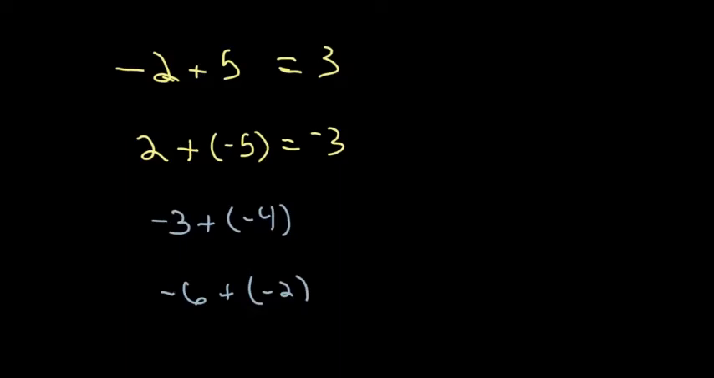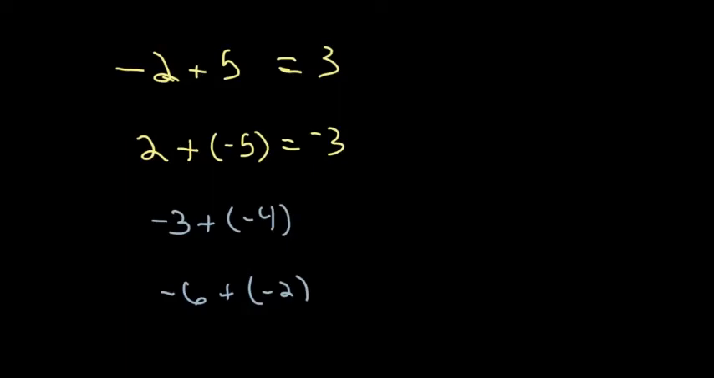So if you notice, if you add a negative and a positive, sometimes your answer is positive, sometimes your answer is negative. It just depends which number has the greater absolute value. If the negative has a greater absolute value, then your answer is going to be negative. If the positive has a greater absolute value, then you're going to have a positive.